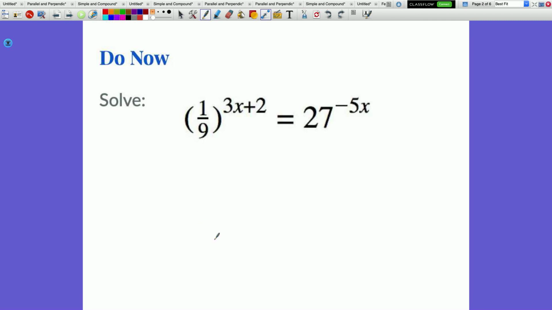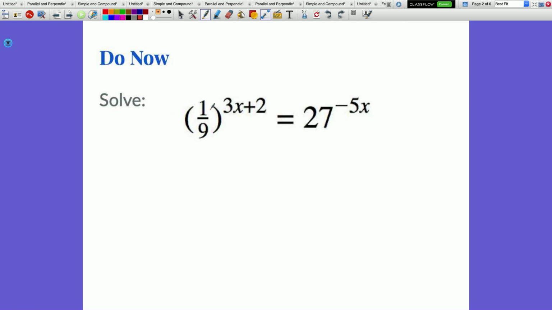Copy this down into our notes and attempt to solve it on your own. Consider pausing the video here and seeing if you can solve it. All right, so if we have exponents on both sides that have a variable in them, pretty much our only hope is to get the bases to match so that we can get rid of the base on both sides.